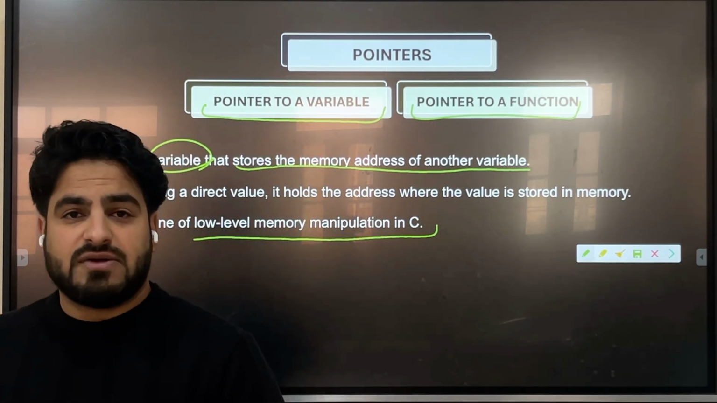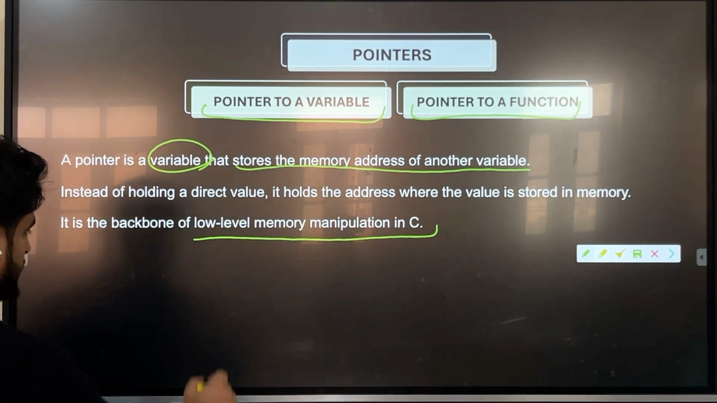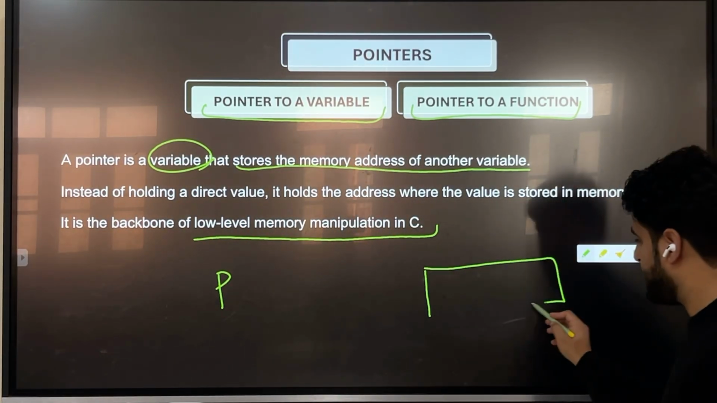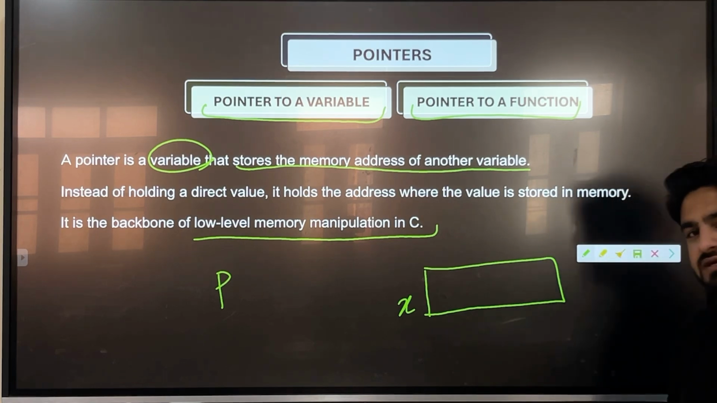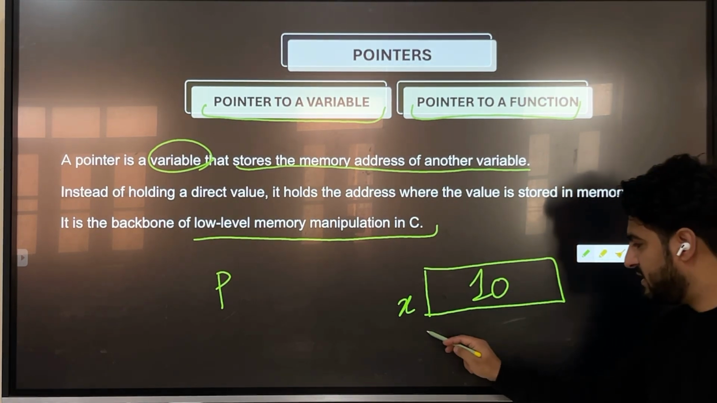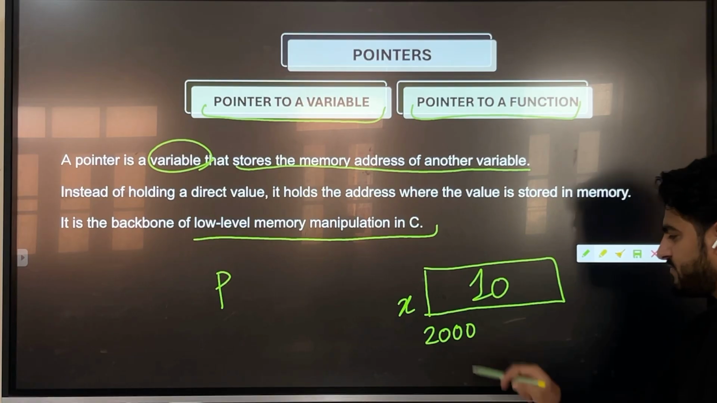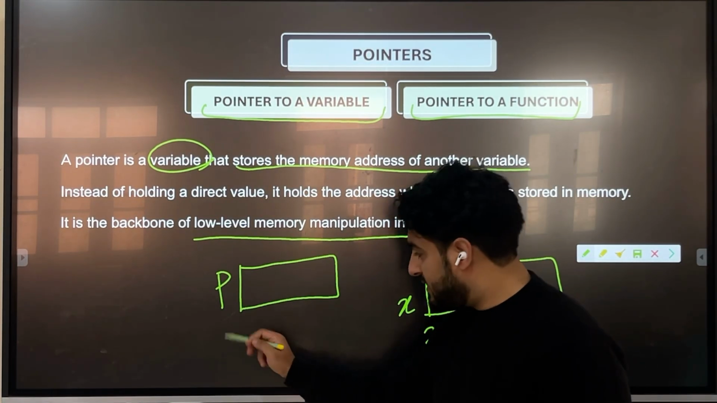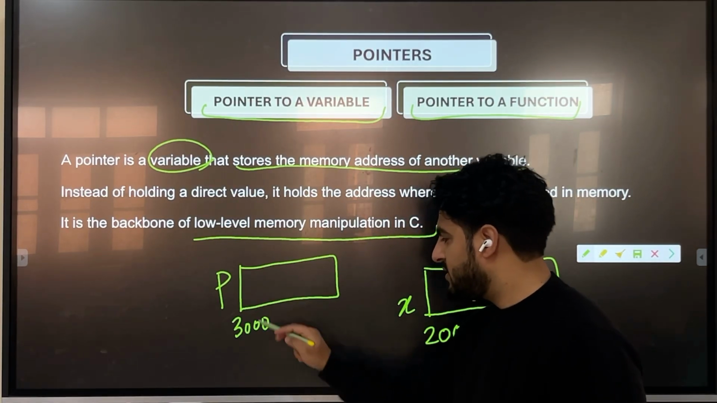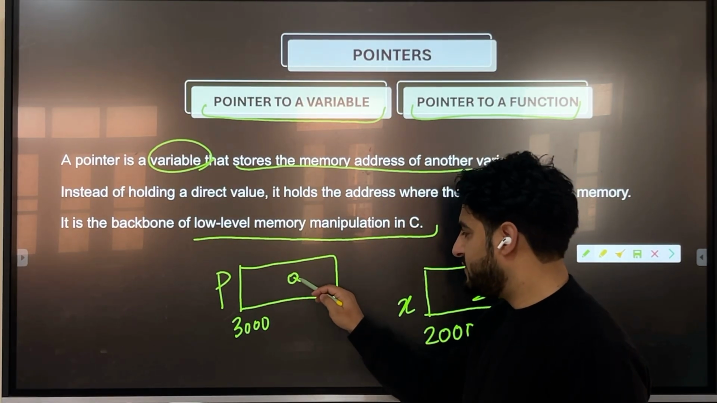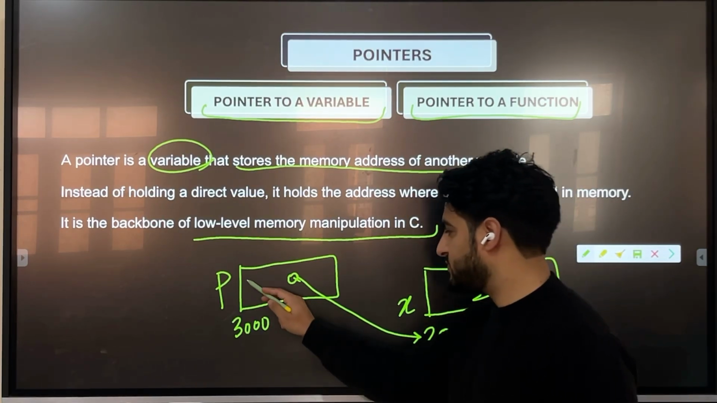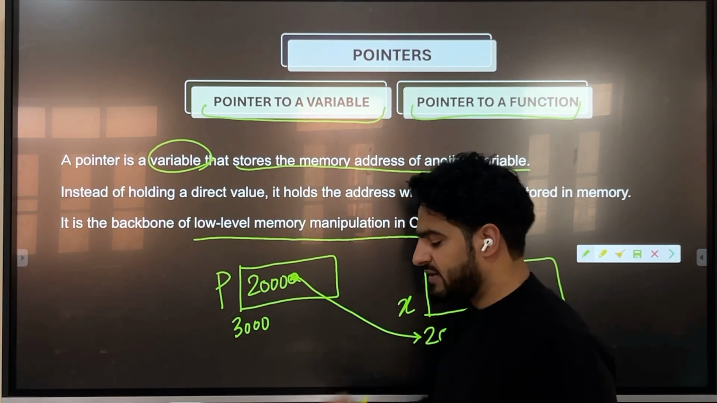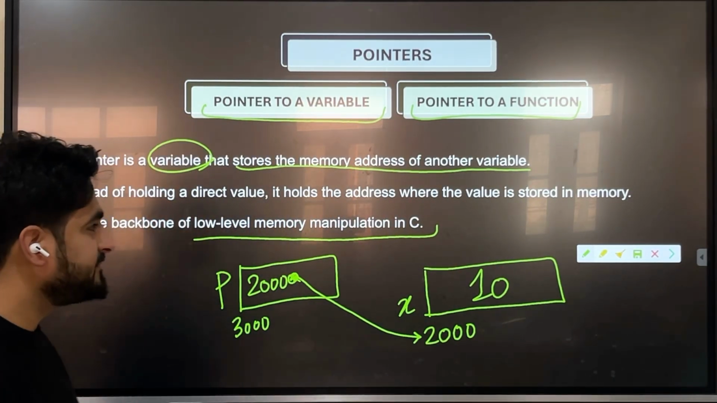Let's say we have a pointer P and we have a variable X. As I said, it will have a value. It will have an address also. The pointer itself, being a variable, will also have an address of its own, but the value inside the pointer would be the address of the variable that we want to store, let's say 2000. In some time we'll be seeing how we actually refer to variables like this.